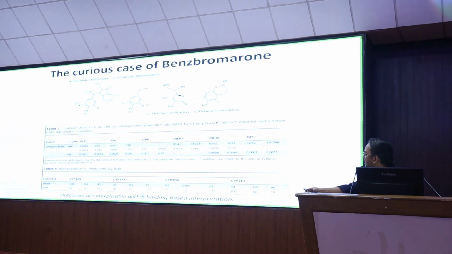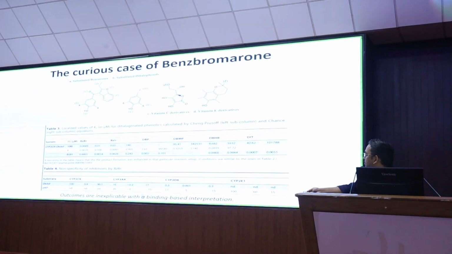So we took that up and did reactions, and it was also said that it is a specific inhibitor of CYP2C9. So we took up different systems. We took up CYP2E1 and other enzymes also, and we saw that no, they are not inhibitors of just 2C9, they are inhibitors of other systems as well.